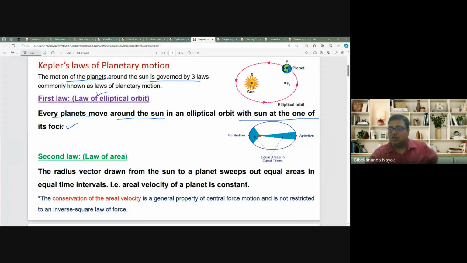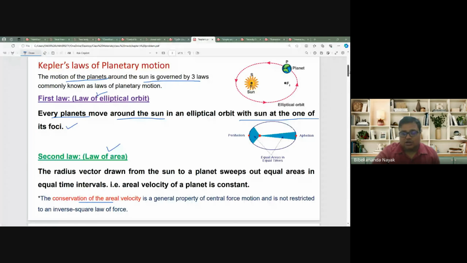Foci is the plural of focus. In an ellipse, there are 2 points, or 2 focuses, called foci. So planets are revolving in such a way that the sun is at one of its foci. The second law is known as the law of areas. The radius vector drawn from the sun to a planet sweeps out equal areas in equal time intervals. That is, the areal velocity of a planet is constant. Okay, so the radius vector drawn from the sun to the planet covers equal area in equal time, which is actually conservation of areal velocity, a general property.